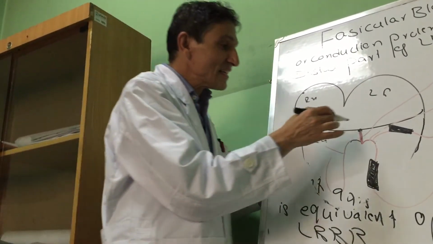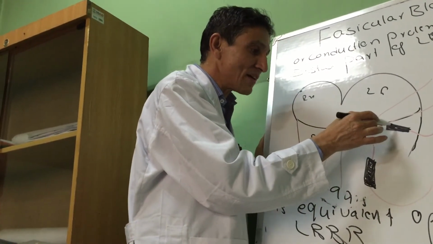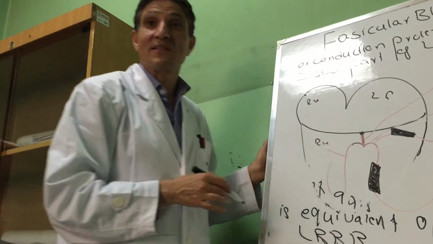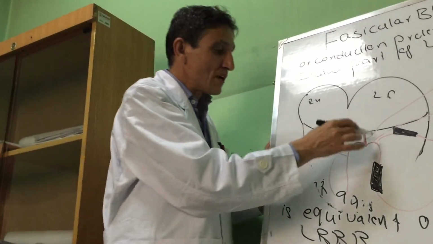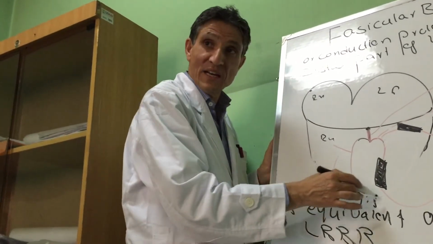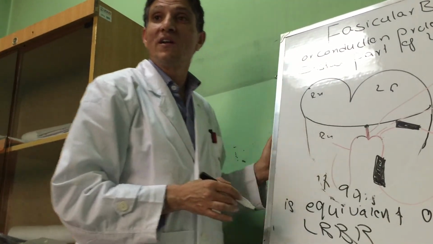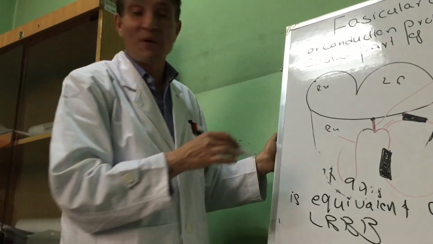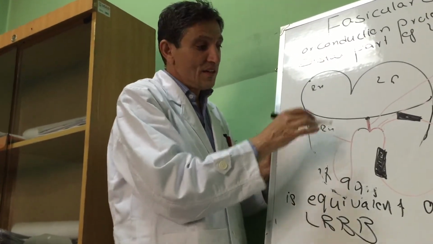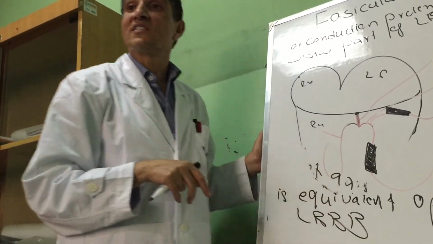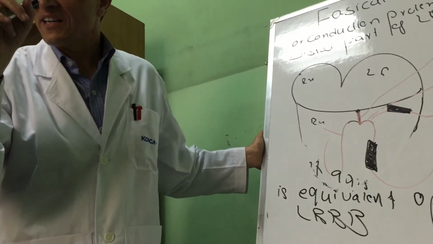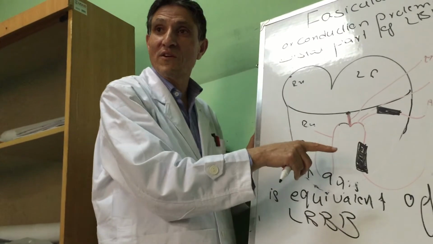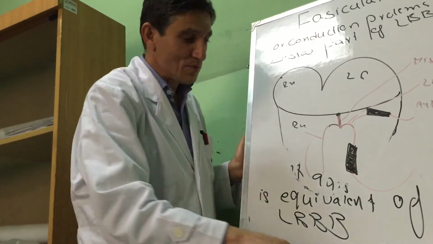Now, if these two branches of the left bundle branch, the anterior fascicle and the posterior fascicle, are blocked, what will happen? When these two branches are blocked, it would be equal to left bundle branch block. This is why we discussed the three left bundle branch blocks already. So, anterior fascicular block and posterior fascicular block together are equivalent to the left bundle branch block.